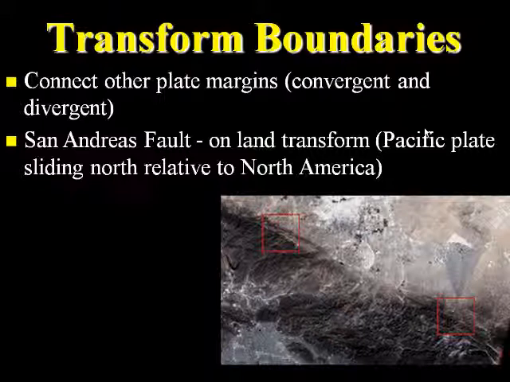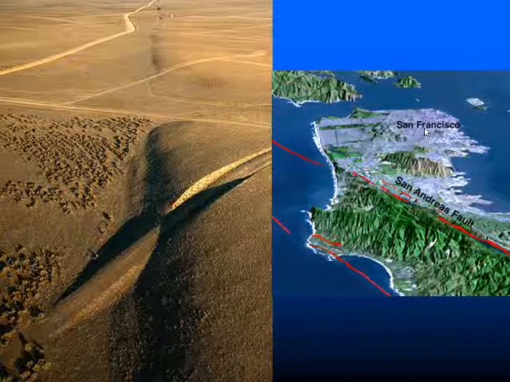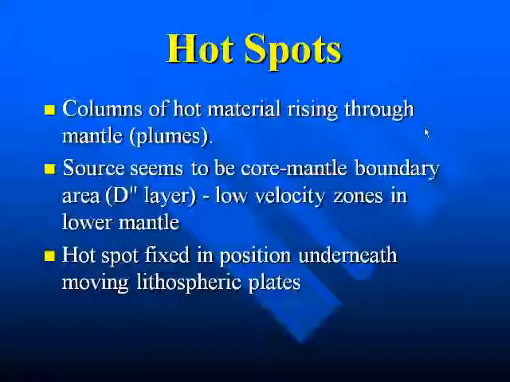You see the picture of the San Andreas Fault there. The Pacific Plate is sliding north relative to the North American Plate. Transform boundaries are connecting other plate margins, other convergent and divergent. So kind of fixing and picking up the pieces of everything else. You see those diagrams there.